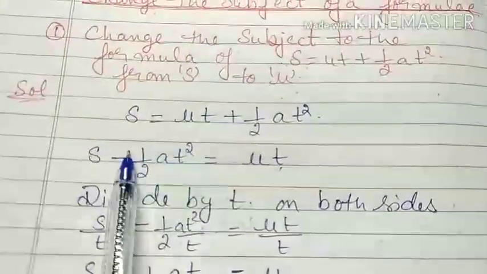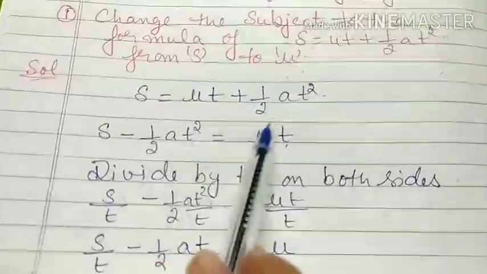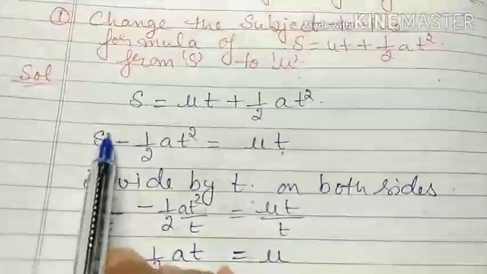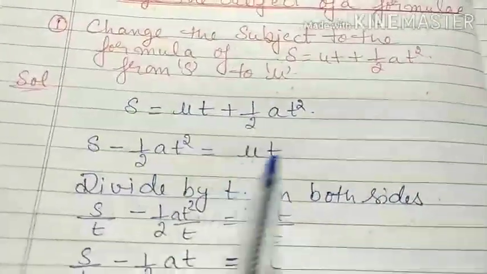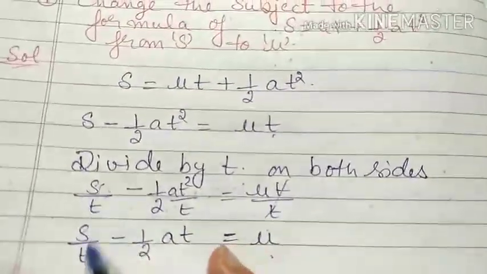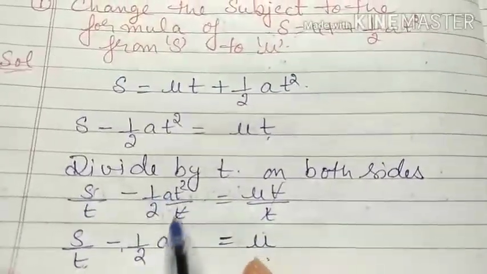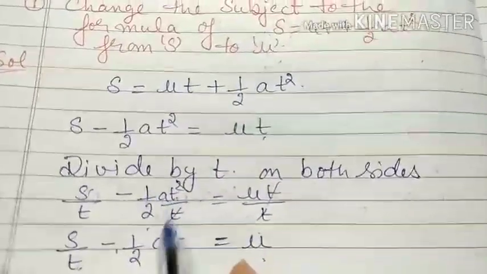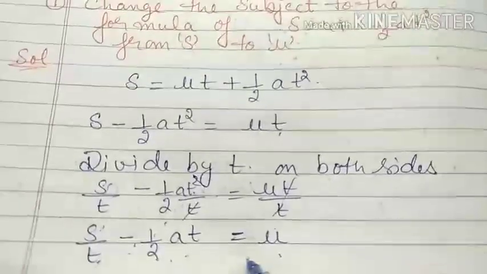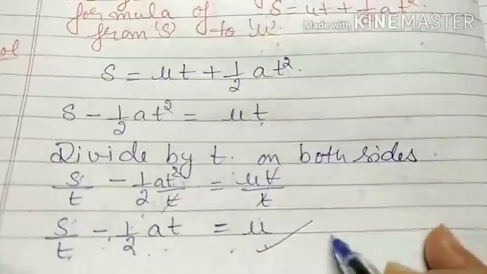So here I divide all terms by t on both sides, like s by t, half at square by t and ut by t. This t is cancelled, only u is left. S by t minus half, and this one t is cancelled with this half at. That means s by t minus half at is equal to u. So this is the subject.